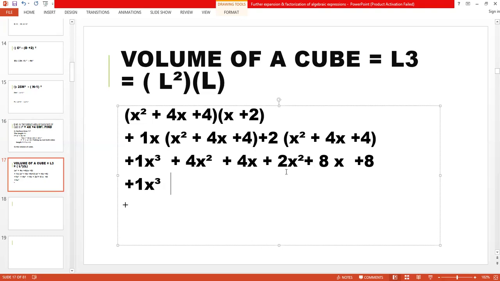Next, 4x square, and that is 2x square, so I have to write side by side these two. This one is 4x square, and this one is 2x square, because we have to add or subtract the like terms. Clear? So we have to write this like now, look here, 4x plus 2 plus 8x. So I have to write again this like term.